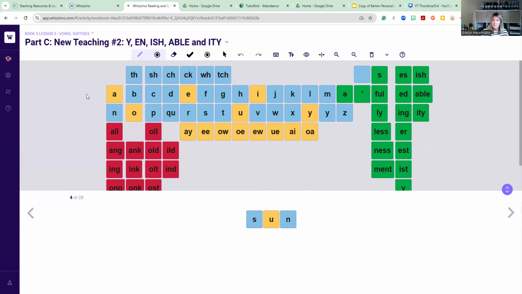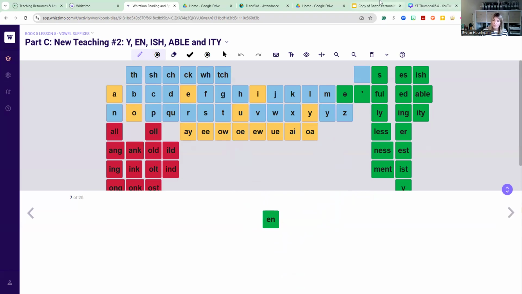Sun, CVC, double for me, becomes the word sunny. If we forget, we've got the word suny. We don't want that, okay? Let's change this to the word box. My shirt is, what kind of shirt is it? It is a boxy shirt.